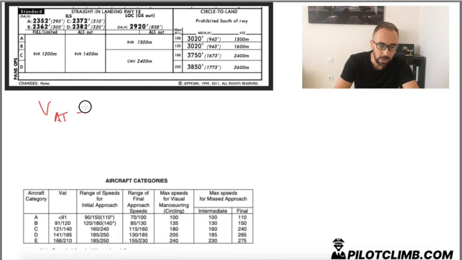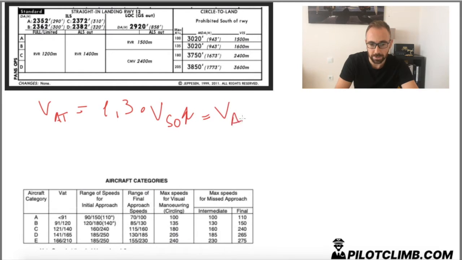What is a VAT? VAT is equal to 1.3 multiplied by the speed of stall in landing configuration at maximum certified landing weight. As you can imagine, if the aircraft is heavy, it's going to have a higher stall speed, so this number will be higher, and in consequence the VAT will be higher. So the lightest aircraft goes into category Alpha, then the slightly heavier aircraft goes in Bravo, then Charlie, and then Delta.